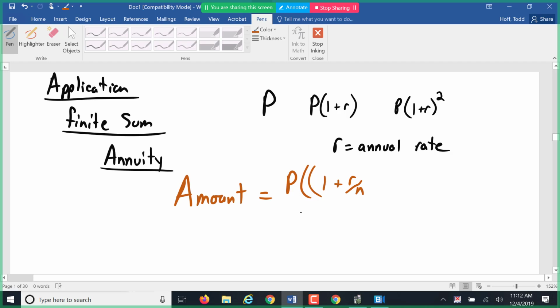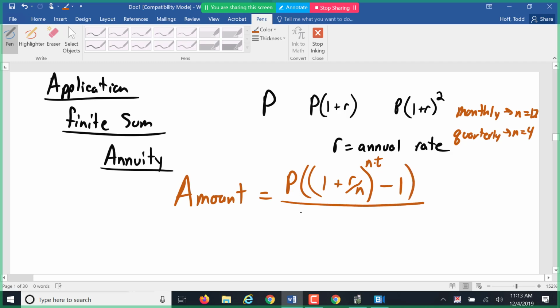Compounded quarterly, n equals 4. Monthly, n equals 12. Annually, n would equal 1, and so on. To the power of n times t, where t is your number of years. That's just what each term is there. Minus 1 over r divided by n. That's our rate.